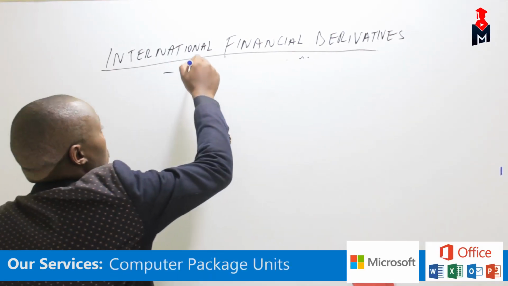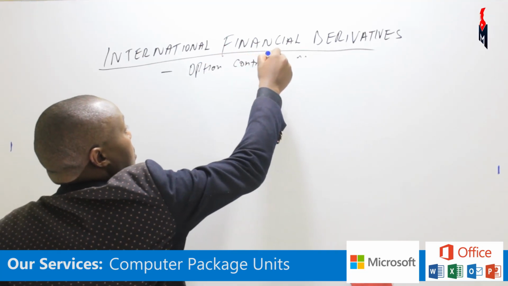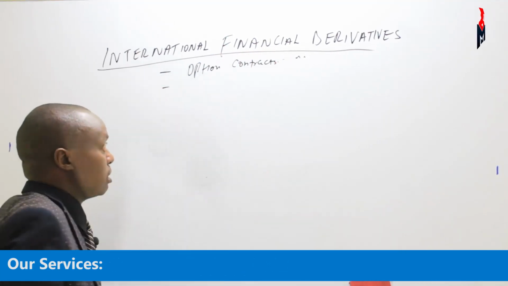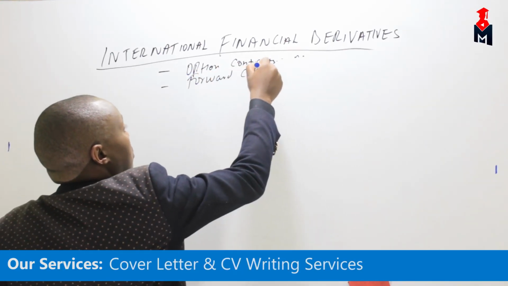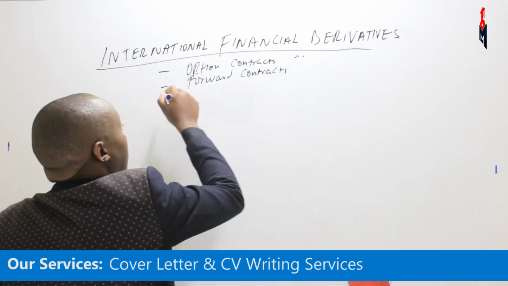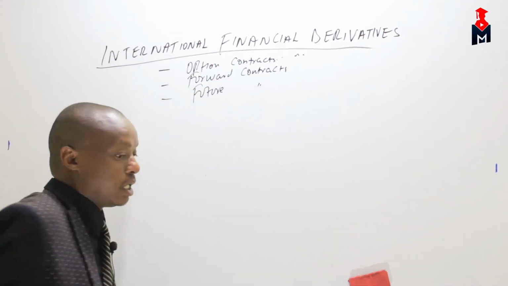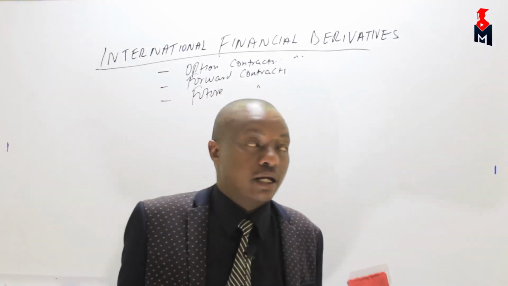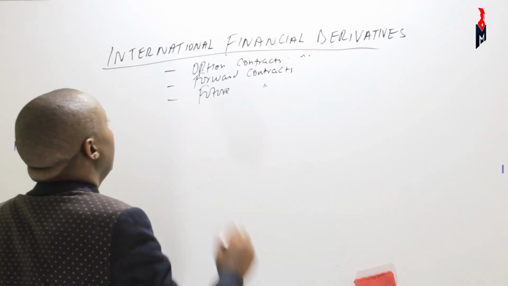The first one was option contracts. The second one was forward contracts. And the third one was future contracts. Today, I want us to illustrate how option contracts work.